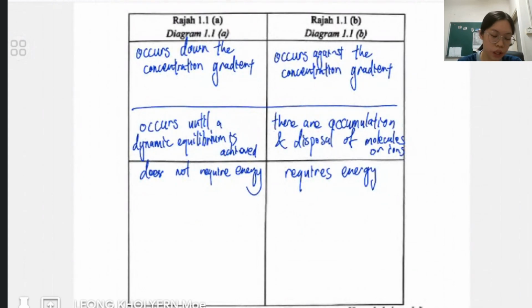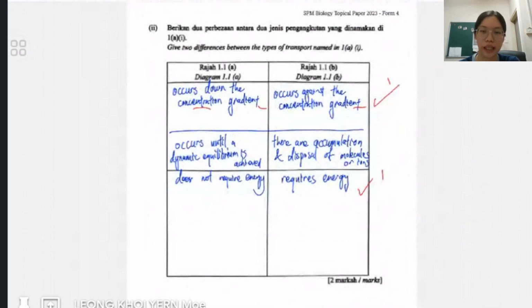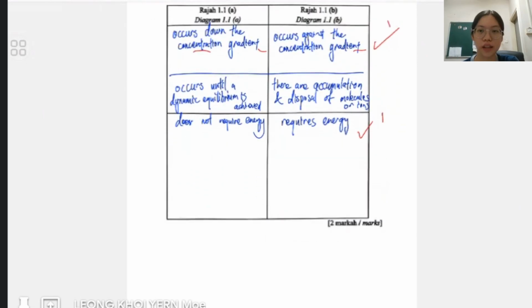Alright, so normally how teachers mark is they will check, if these two are correct, then this will be given 1 mark and this will be given 1 mark. But you don't have to draw another box. You only give 2 of your most confident answers.